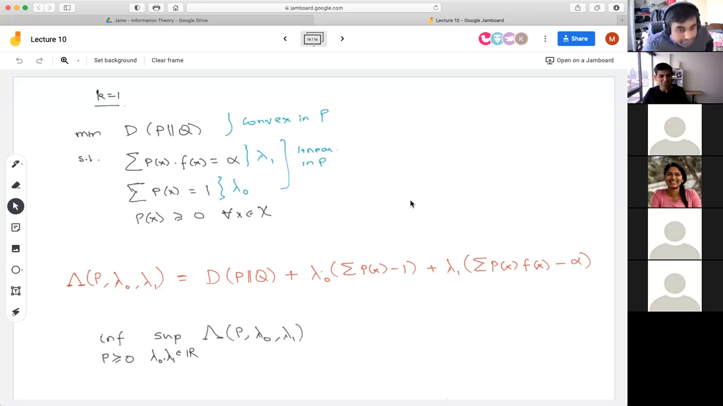So let's write down the minimization problem in a somewhat more complicated way. Let's make our life harder. Instead of saying that I'm going to minimize this function subject to these conditions, I will not enforce these conditions as hard constraints, but introduce penalty terms. So I will write down lambda 0 times how much the condition summation p of x equals 1 is violated by, lambda 1 times the other condition. And I will write down this expression, which is sometimes called the Lagrangian form.